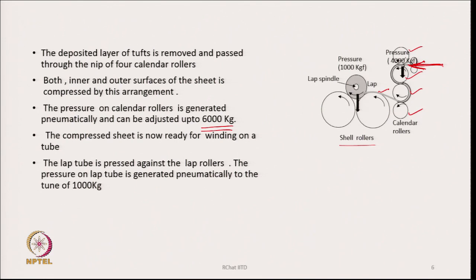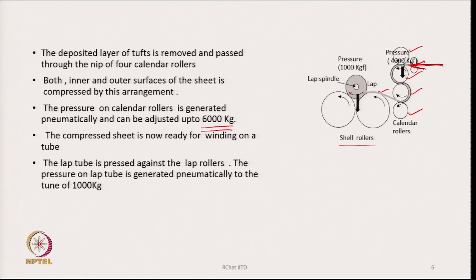Otherwise, if we try to rotate the lap spindle at a certain speed, then as the lap grows in diameter, the surface speed of the lap is going to increase and there will be a stretch, because the feed from the calendar roller side is constant, but the take up by the lap spindle is going to be more and more, and hence the lap is going to break. So, to avoid that, we do not give positive drive to the lap spindle, and we make sure that the spindle or the sheet of cotton around the spindle gets its drive from the shell rollers.